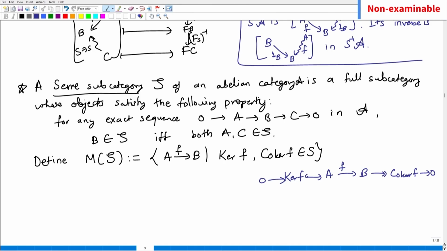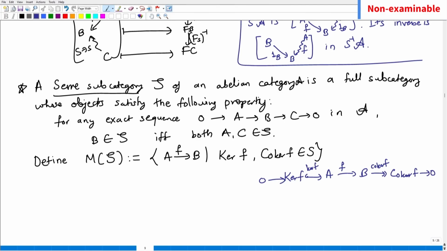I am using this slightly longer exact sequence. It is not exactly short, it has 5 internal terms. This is kernel F and this is co-kernel F as the morphisms, and these are objects. So what I am saying is that this particular morphism F will be an isomorphism if its kernel and co-kernel are both in S.